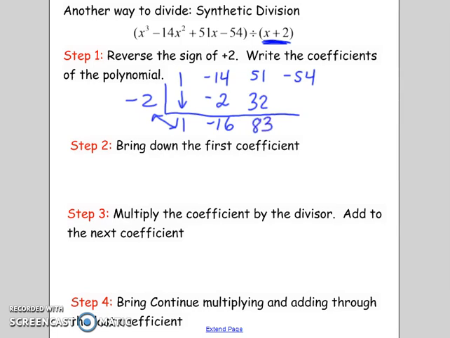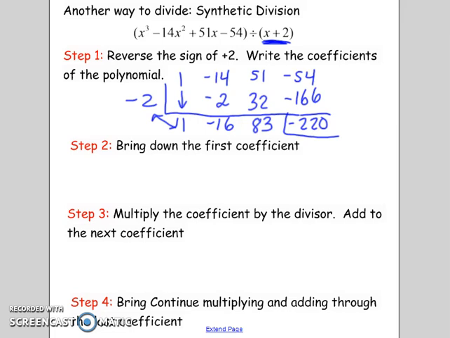83 times negative 2 is going to give me a negative 166. And then I'm going to add negative 54 and negative 166 and get negative 220. And I'm going to balance that. So that's my remainder.